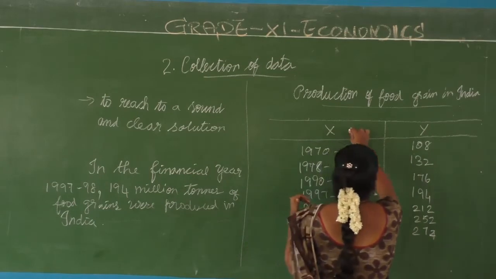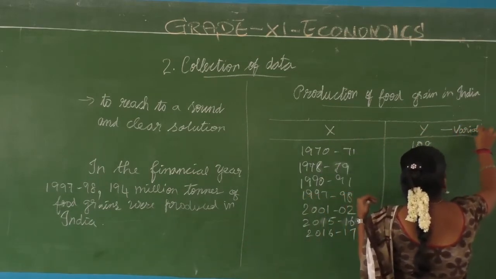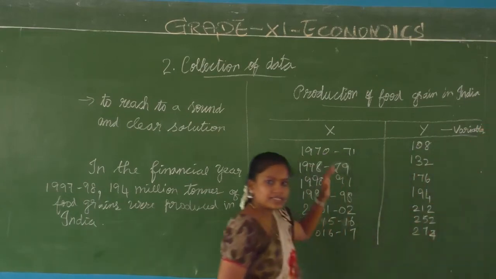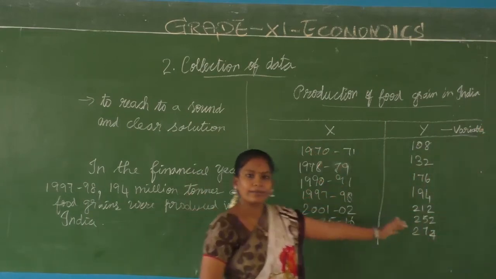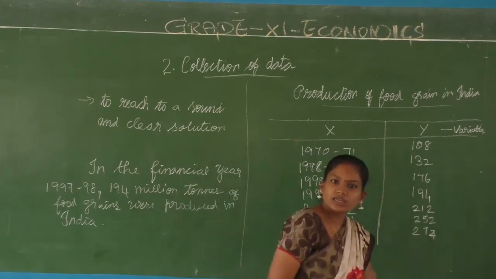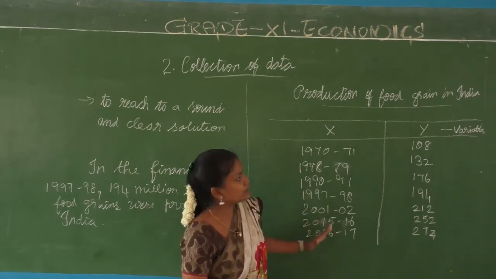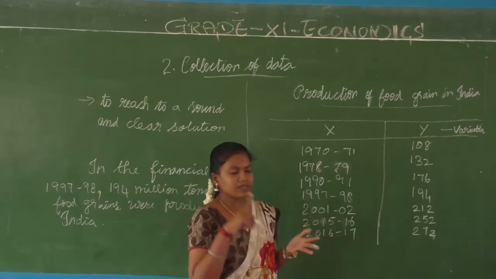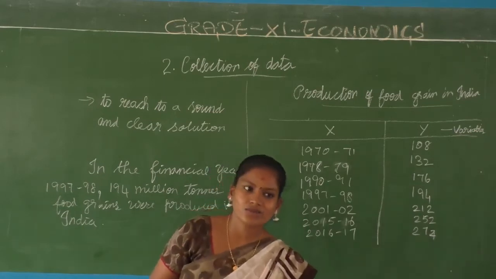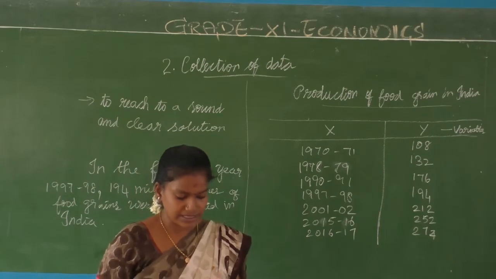Out of this, X and Y are there, no? These are called variables. X mentions the years, Y mentions the million tons, and their value keeps on changing. Since these are varying, they are called variables. Okay? Variables are usually marked by the terms X, Y, Z. Variable X, variable Y, variable Z we say.